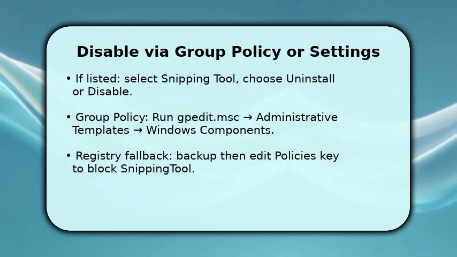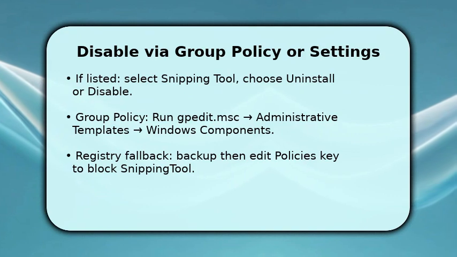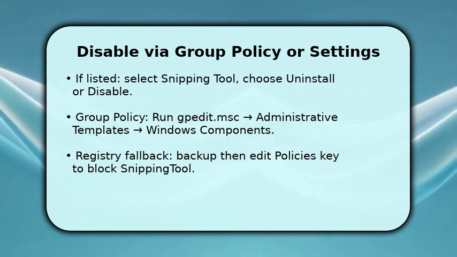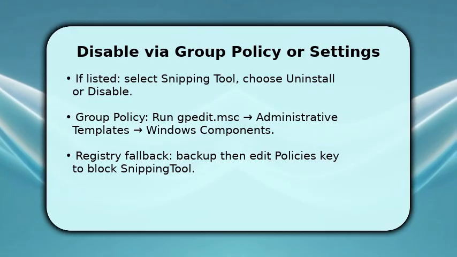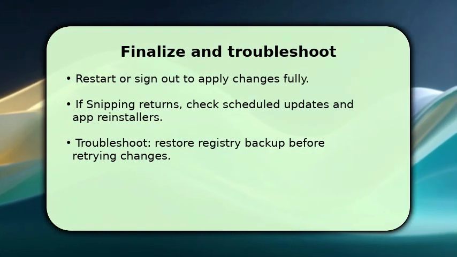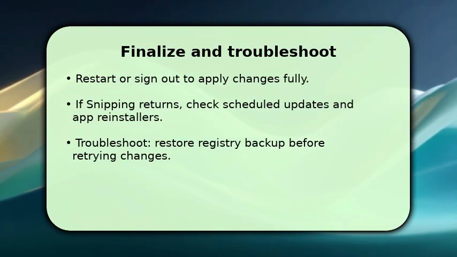If you lack Group Policy, the registry method is the fallback. Back up first and edit the policy's key to block the executable. Restart the PC or sign out to ensure policy and uninstall changes take effect.